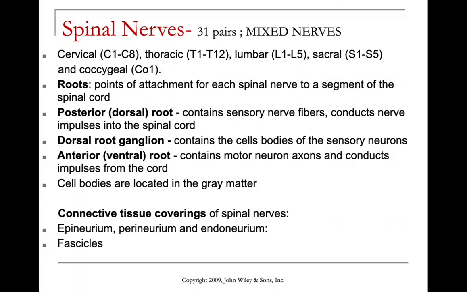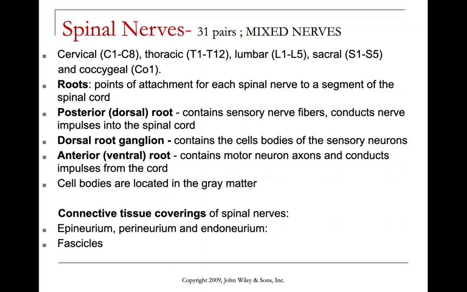So your posterior or dorsal root is going to have sensory fibers. So it's going to conduct the impulses into the cord. The dorsal root ganglion are going to have cell bodies of the sensory neurons. The anterior ventral root is going to have motor neuron axons. It's going to carry the impulses away from the cord. And then the cell bodies are located in the gray matter.